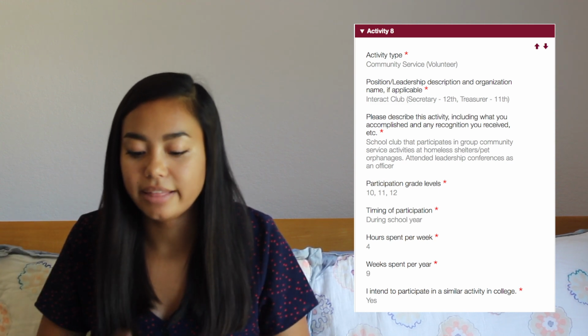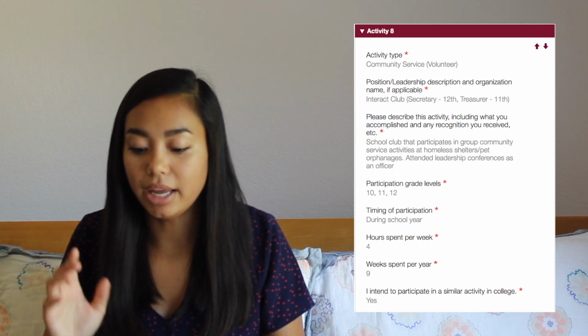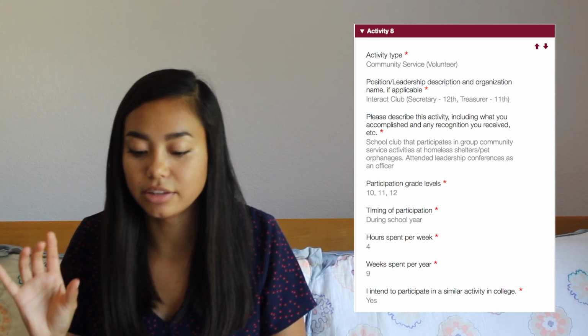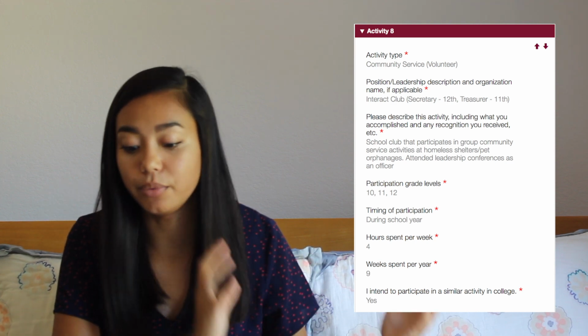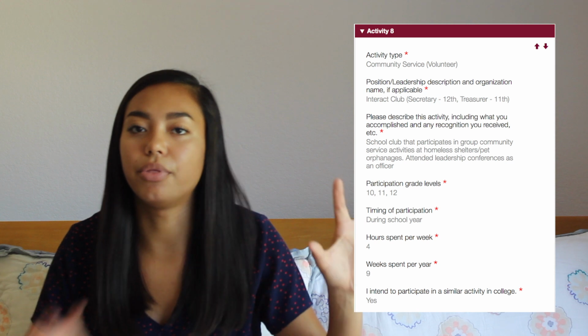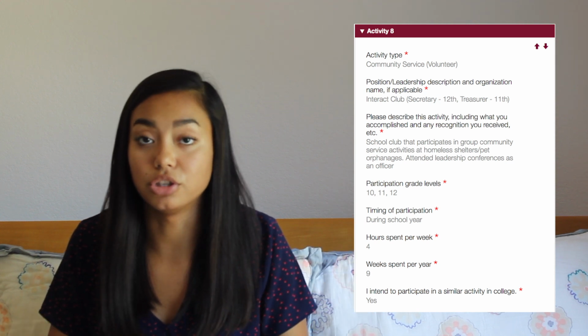So this was a community service activity, and the way that I described it was school club, which identifies what the organization was, that participates, which is the verb, in group community service activities. So there was what it was, what we do, at homeless shelters / pet orphanages, which further defines the activity that we do. And then I put a period, and then I went into one more little piece, was that attended leadership conferences as an officer.